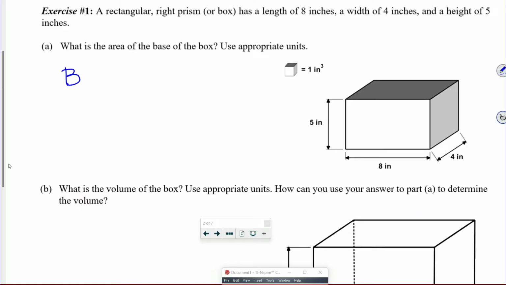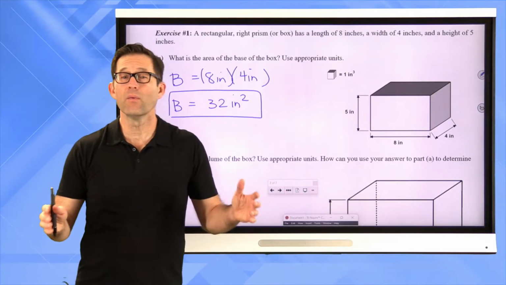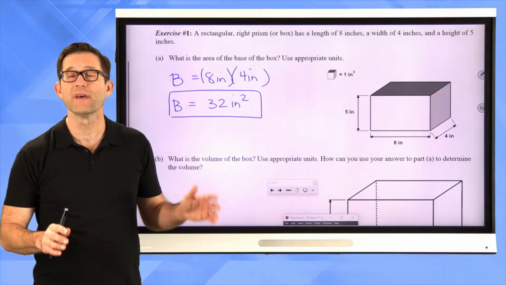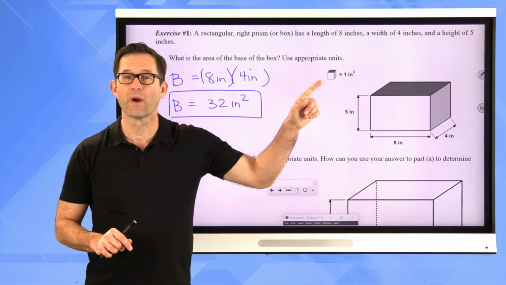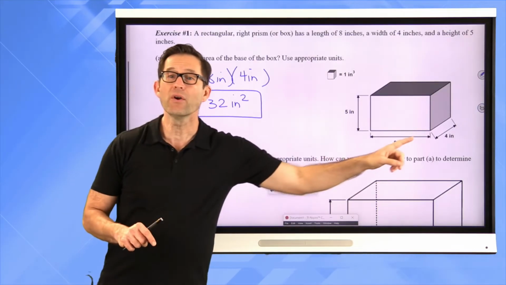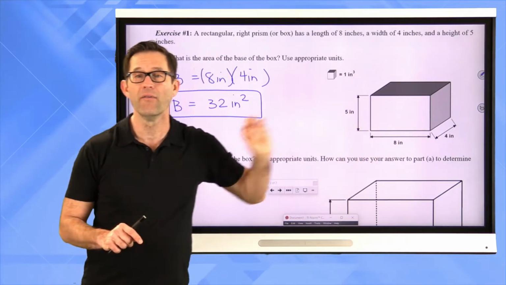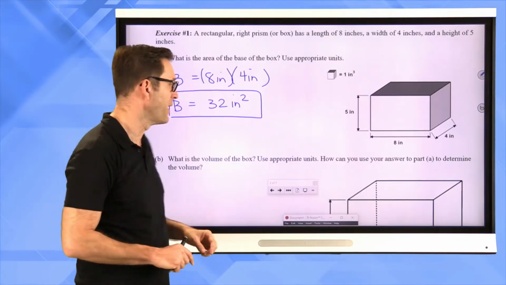So the area of the base, all right, is 8 inches by 4 inches. So the area of the base, obviously, is 32 square inches, or 32 inches squared. And what's really cool, and hopefully this makes sense, is it means if we took these cubes, whose bases are just squares that are 1 inch by 1 inch, we could fit 32 of them just sitting on the bottom level of that box. 32 of them would nestle in there.